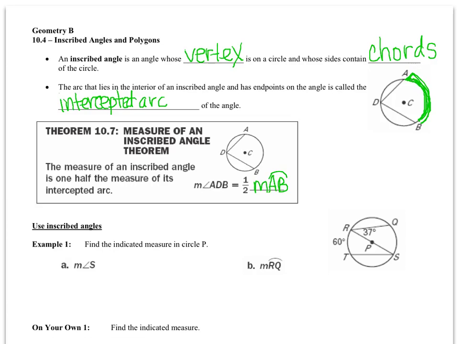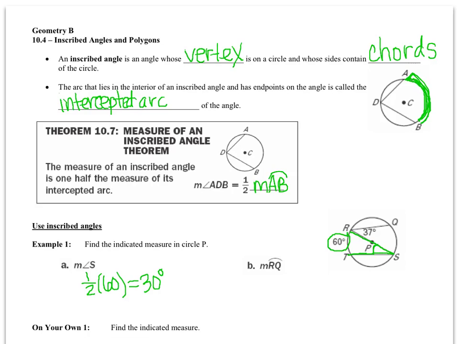So let's look at our picture here. Example 1, use inscribed angles. It says find the indicated measure in circle P. So A wants us to find the measure of angle S. So angle S is right here, and 60 degrees is the measure of the arc, so the angle is half of 60 degrees, which is 30 degrees.